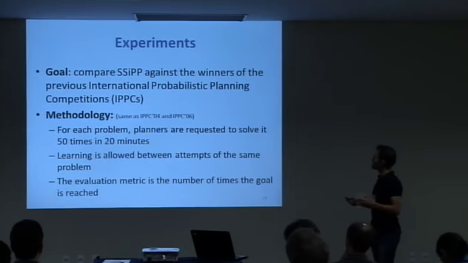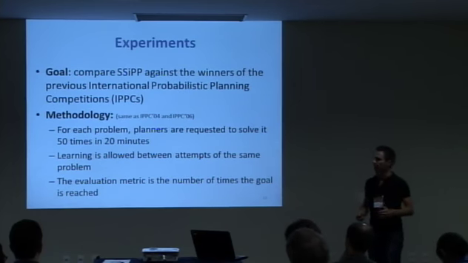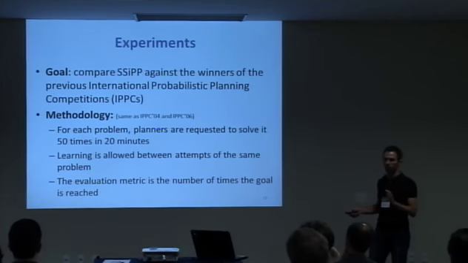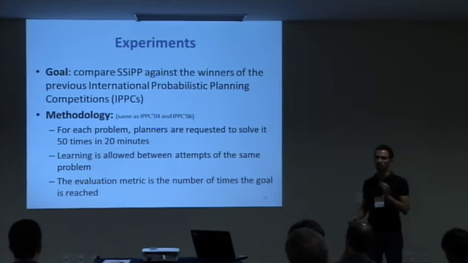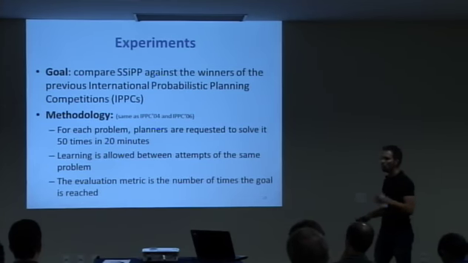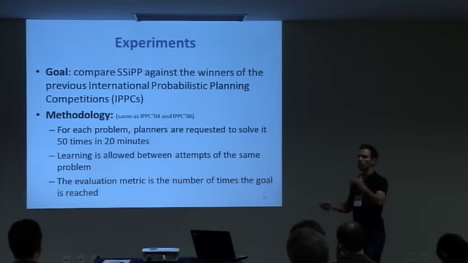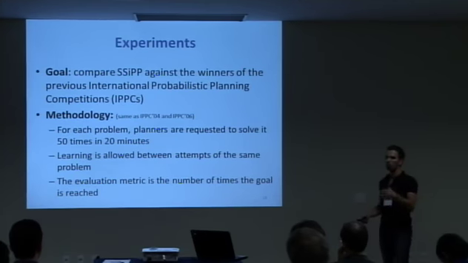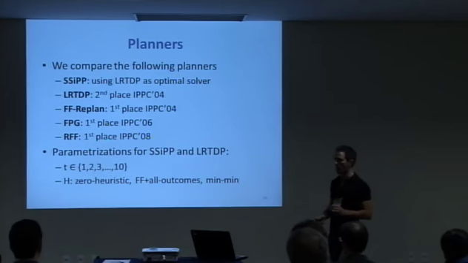So, in the experiments, I'm going to compare SSIPP against the winners of the previous probabilistic competition. And the setting I'm going to use is the setting from the first and the second IPPC, 2004-2006. And basically it boils down to the following. For each problem, the planners are requested to solve this problem 50 times in 20 minutes. And learning is allowed between the attempts. So everything that you can infer, or learn, or keep track of, you can use again for the next attempt. And the evaluation metric is going to be the number of times the goal is reached over these 50 times that you have to solve it. And here are the planners I'm going to compare with.